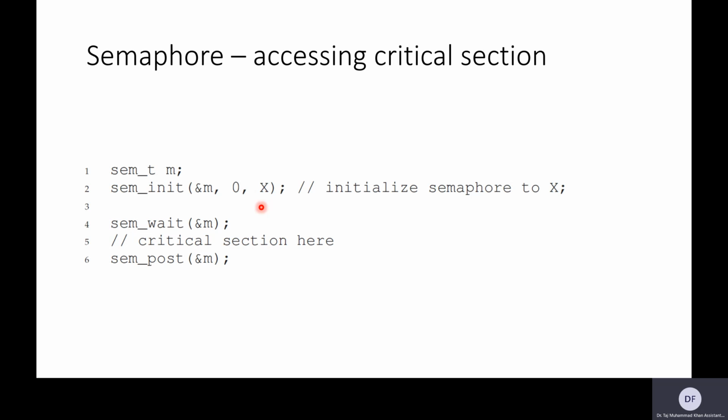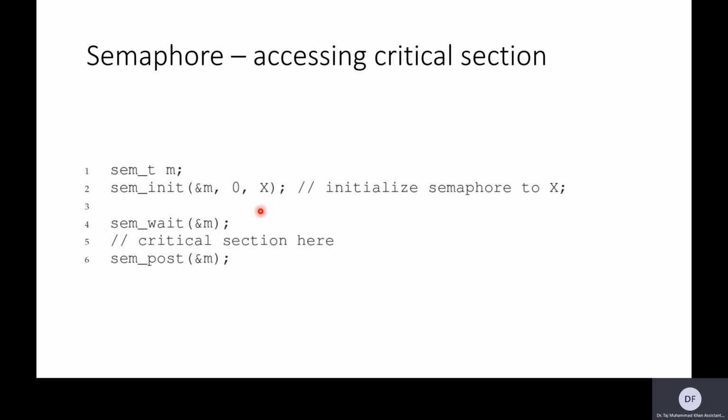So what should be the initial value of x so that if there is no other thread holding the semaphore, then sem_wait should return immediately. And if another thread has already called sem_wait on this semaphore and is in the critical section, then if we call sem_wait again, this sem_wait should block, okay, and not return until the other thread calls sem_post on this semaphore. So what should be this value of x?